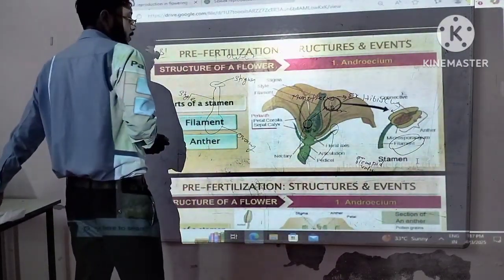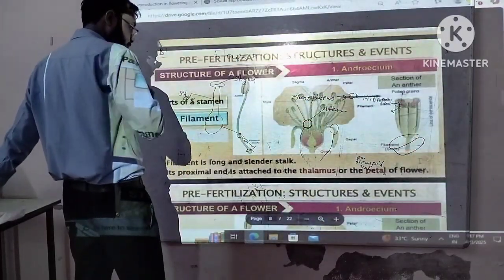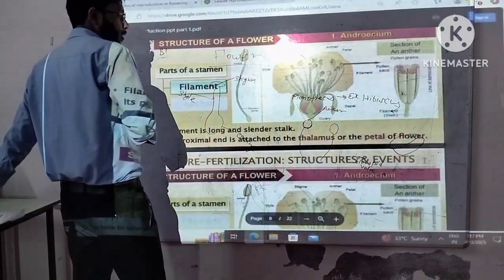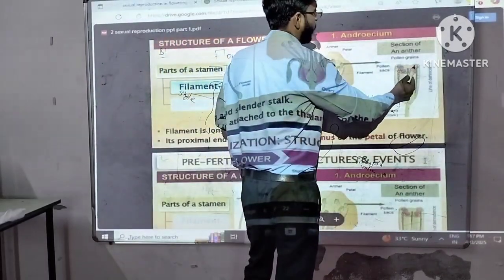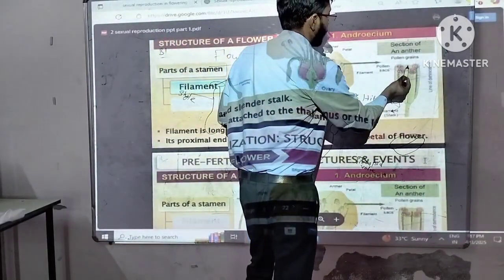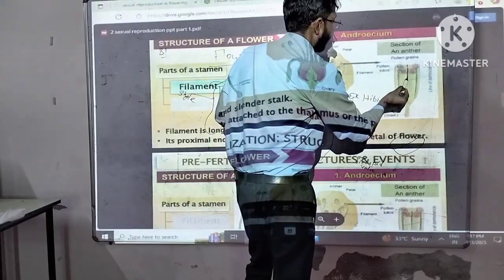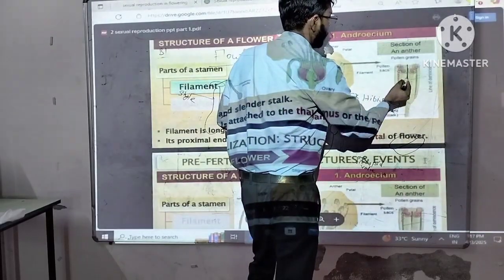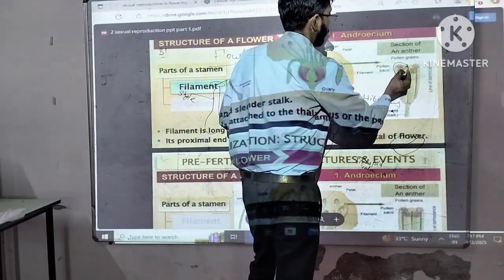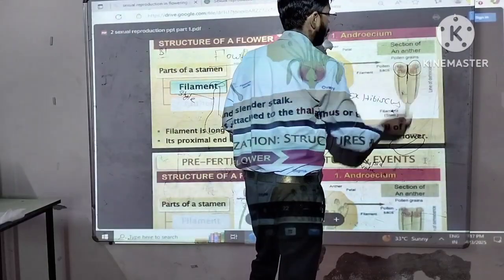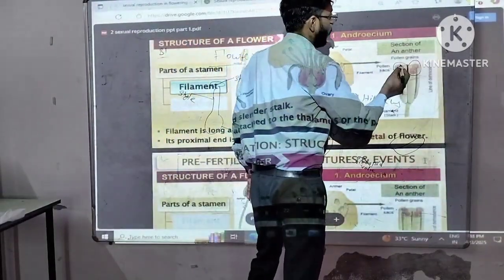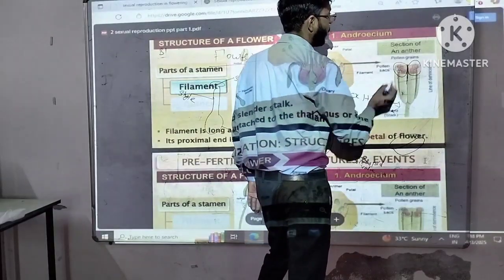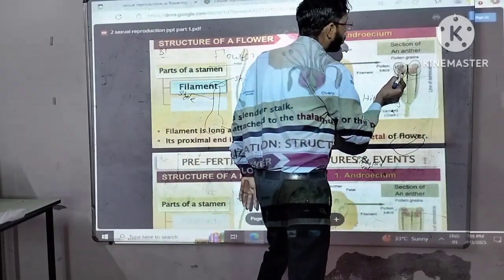Now we will talk about the anther first. We will dissect the tiers of the anther. This is a dithecous anther, with one lobe on one side and two lobes... each lobe contains two microsporangia.